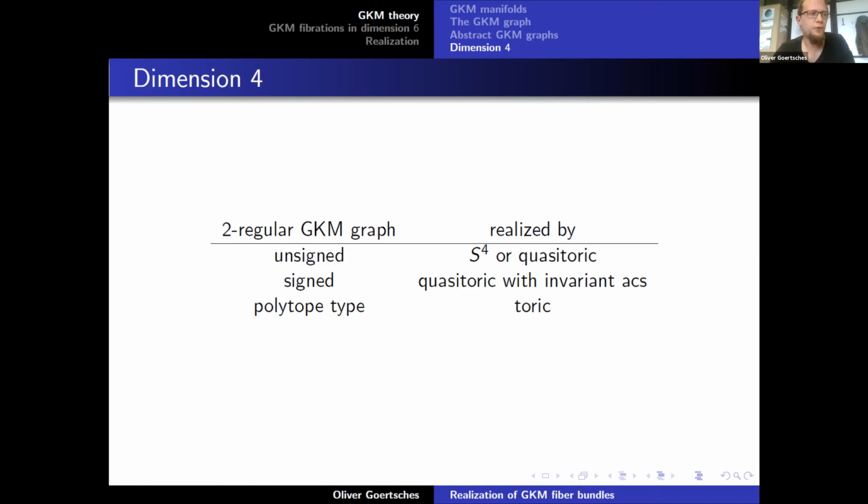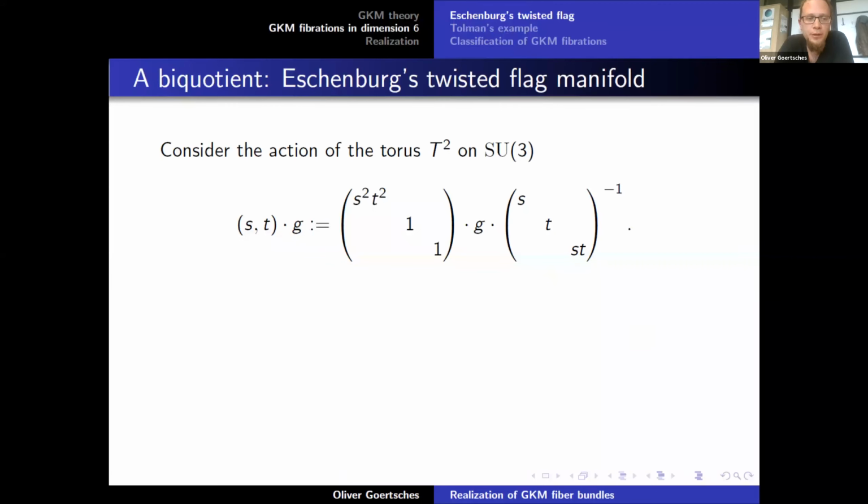As I said, dimension 4 is not really what one is after here. So I want to move up to real dimension 6. The rest of the talk will be about dimension 6. And I want to start the discussion about dimension 6 with my very favorite T2 manifold, so my very favorite maybe Lie group action, or maybe even my favorite manifold. This is Eschenburg's twisted flag manifold.